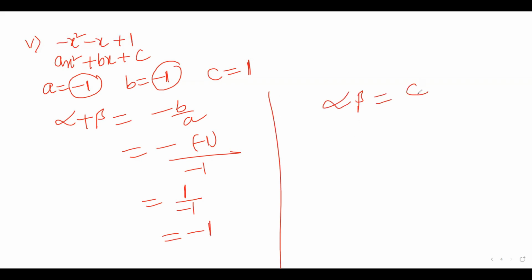Product of zeros is c by a. What is c? 1. a is minus 1. So the answer is minus 1.